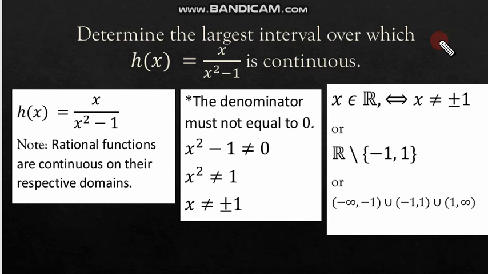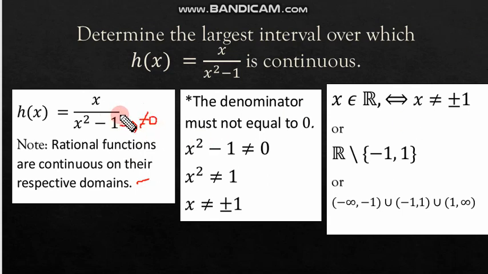Okay, another example here. We will determine the largest interval over which h of x equals x over x squared minus 1 is continuous. Now, the rational function is continuous on its respective domain. So the only points at which a rational function is discontinuous are where its denominator is equal to 0.